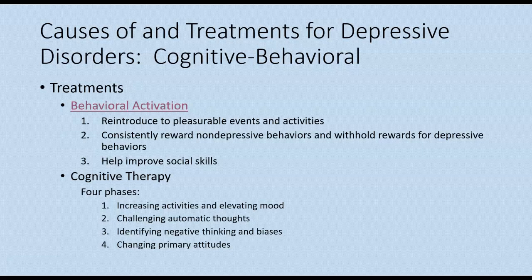And then a third goal is to help improve social skills. So the person may not be engaging in some of those events and activities because they have some concerns about their ability to do so, their ability to interact socially. And so a third goal is to help them work on those social skills a little bit. Now, treatment for depressive disorders from a more cognitively based approach typically has four phases: increasing activities and elevating mood, challenging those automatic thoughts, identifying negative thinking and biases, and changing those primary attitudes.